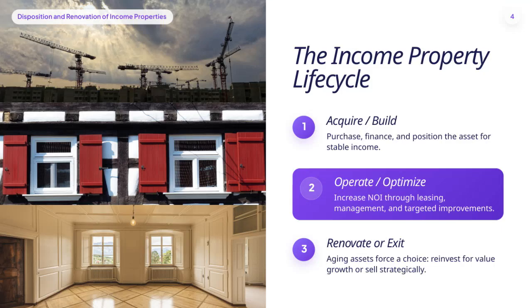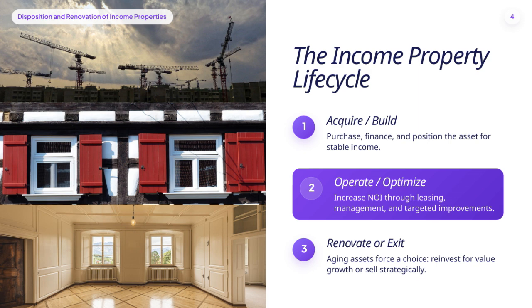Here we have the income property life cycle, broken down into three essential stages. The first stage is acquire or build. This is where you purchase the property, secure financing, and position the asset to generate stable income. It's about laying the foundation for long-term success. Next comes operate and optimize. During this phase, the focus shifts to maximizing net operating income, or NOI. This is achieved through effective leasing, proactive property management, and targeted improvements that enhance the property's performance and appeal.